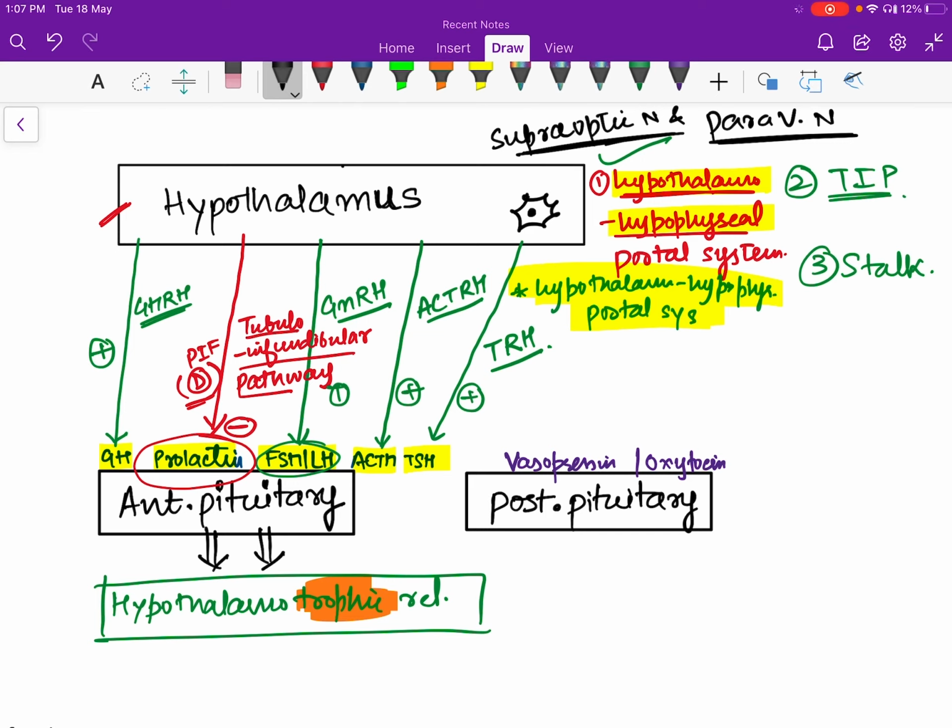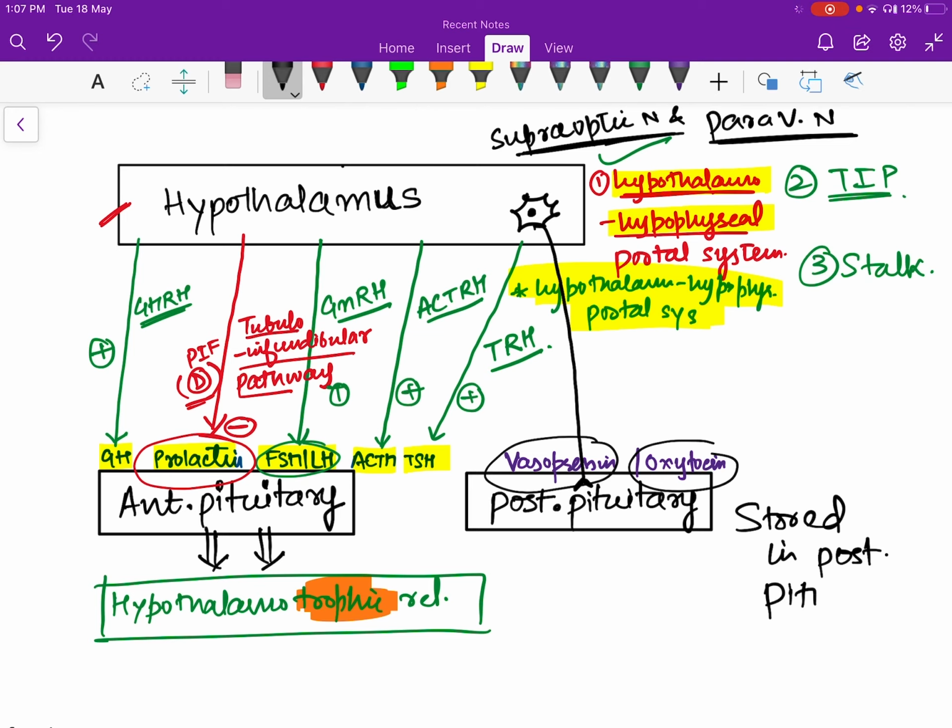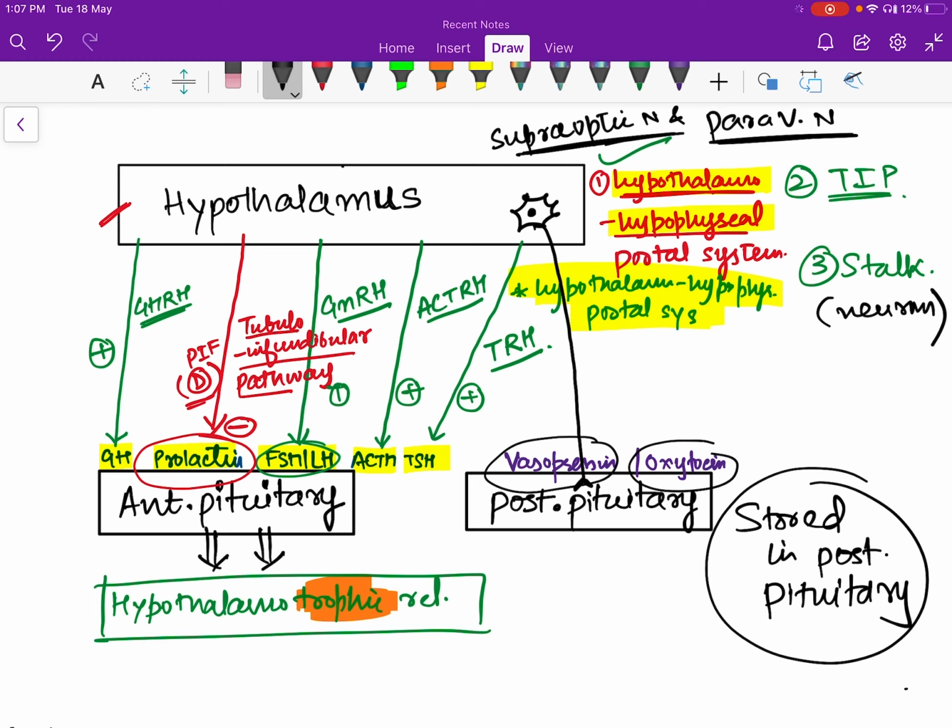These produce hormones called vasopressin and oxytocin, and through the axons these hormones reach the posterior pituitary, and they are stored in the posterior pituitary. They are released when an appropriate stimulus is present. Okay, so this is the third pathway, through the neurons, and this relationship is called the neurohypophyseal relationship. So these are different pathways.